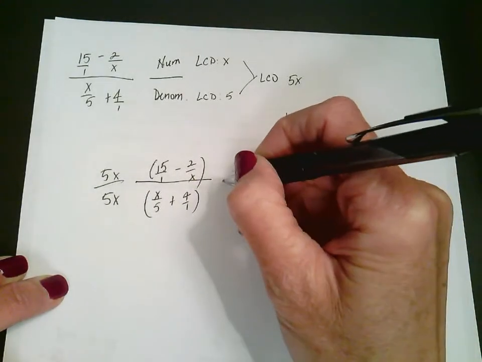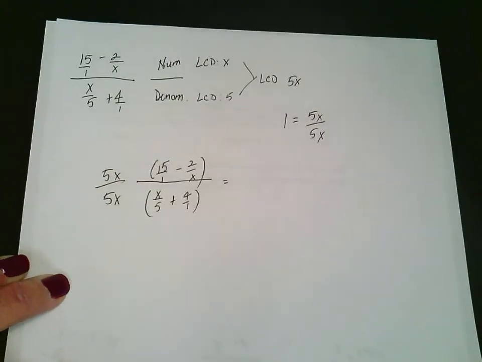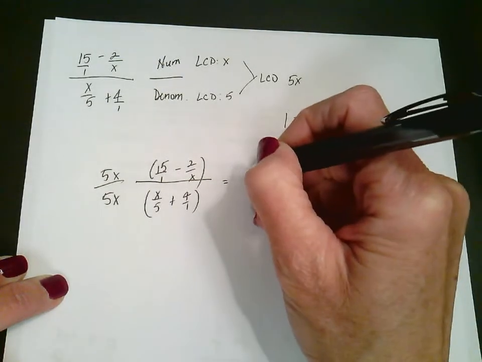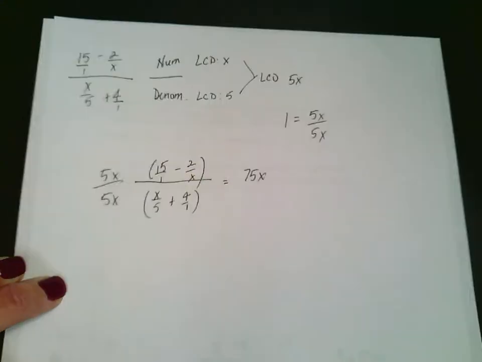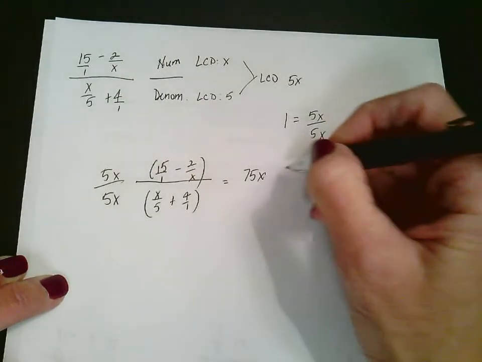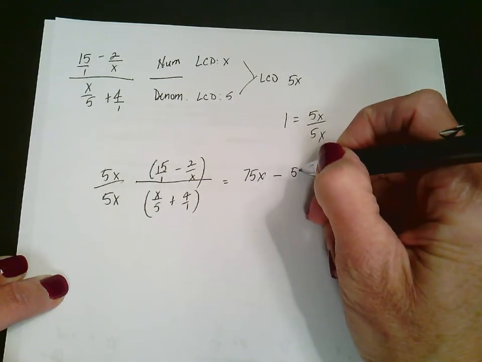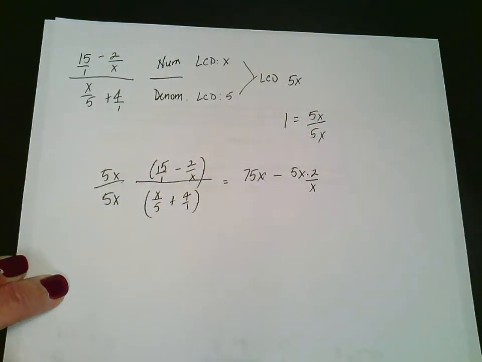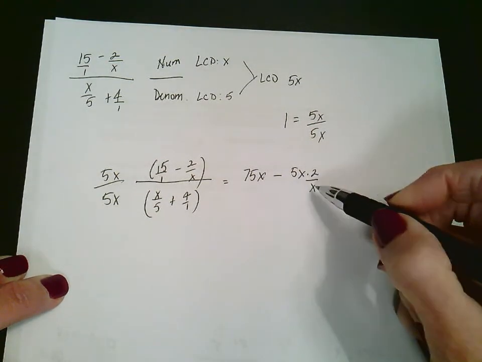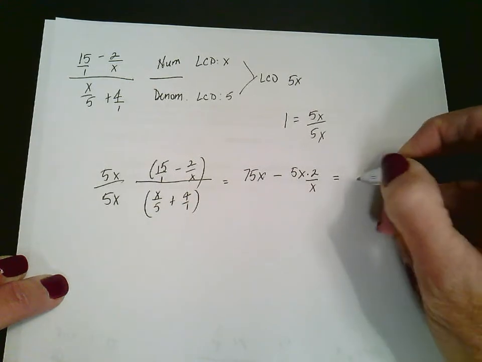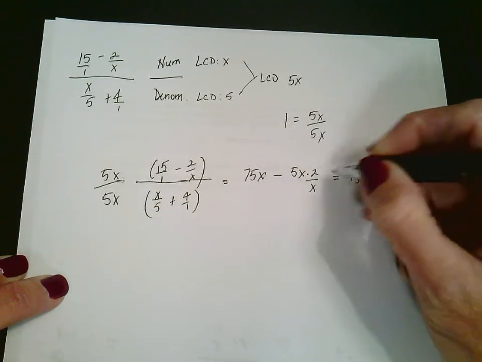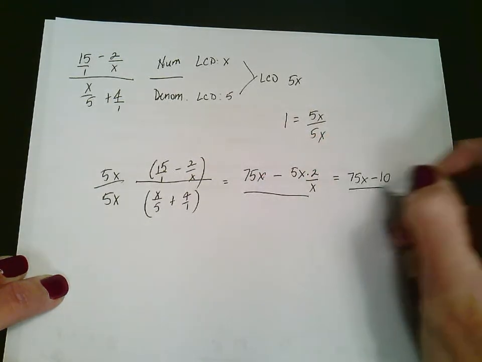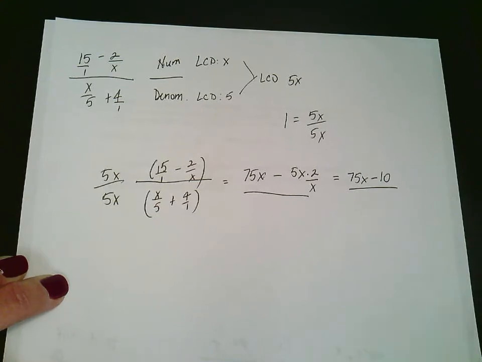So let's work that out. 5x times 15 over 1 would be 75x over 1. Isn't 75x over 1 the same as just 75x? Yeah. And in the second case, I'm going to write it out like this: 5x times 2 over x, so that you can see that the x's cancel out. So I'm just working at the top here. 75x minus 10. Okay, that's the numerator. I no longer have a fraction within the numerator like I did to start with.